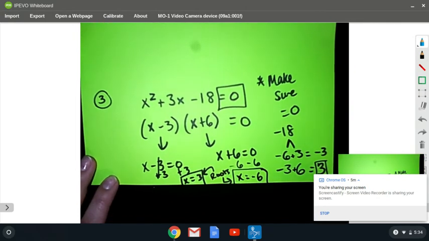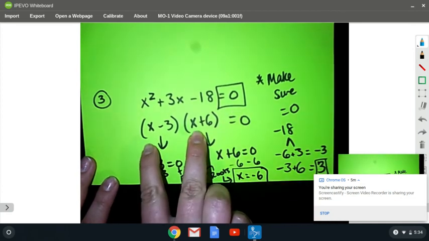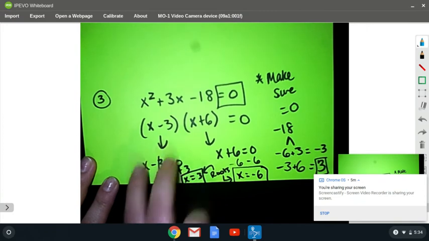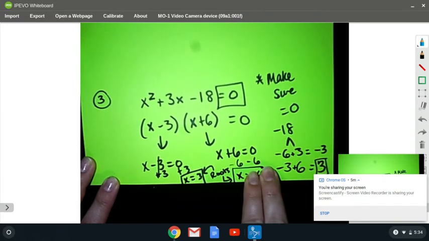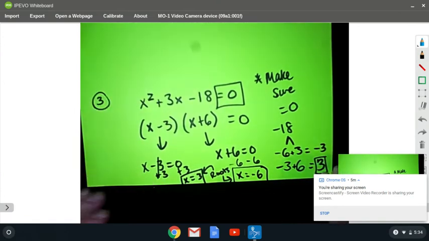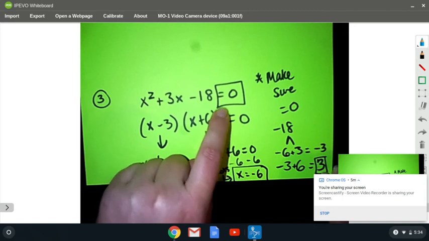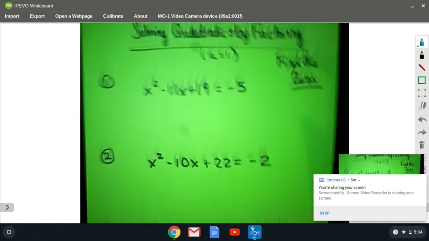Okay, so the most important thing is make sure it's equal to 0 at first. Factor it like we always do. Then take each parenthesis, each factor pair, set them equal to 0, and solve for your root, your 0, your solution. Okay, so I'm going to do 2 more examples now that aren't equal to 0, so it's going to be a little extra of a first step.